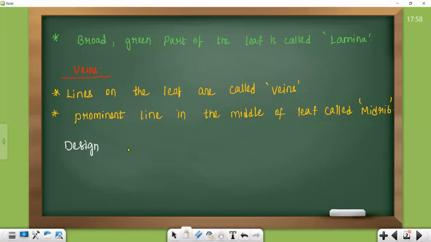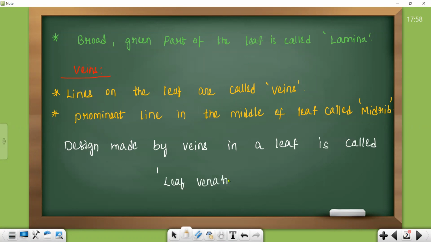The design made by veins in a leaf, whatever the design, we call it leaf venation. It's called leaf venation. Getting it? We will check how the lines are arranged in the leaf. That design is called leaf venation.